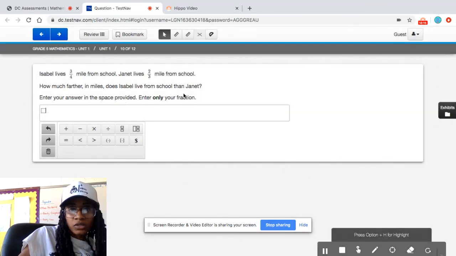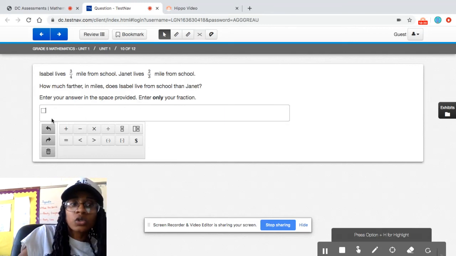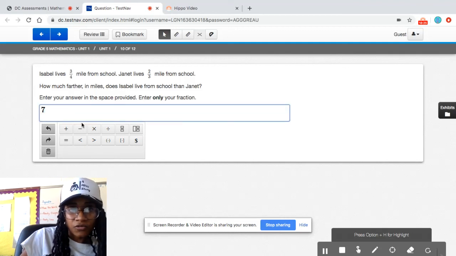Okay, enter your answer in the space provided. Enter only your fraction. So this one doesn't want you to show any work. They want you to enter a fraction. But guess what? If I'm not using the fraction button, I won't know how to do a fraction.